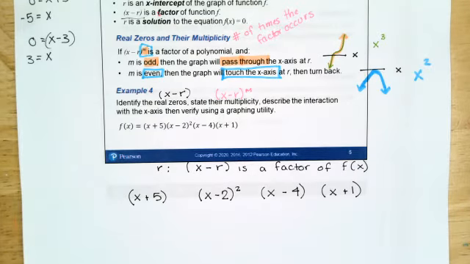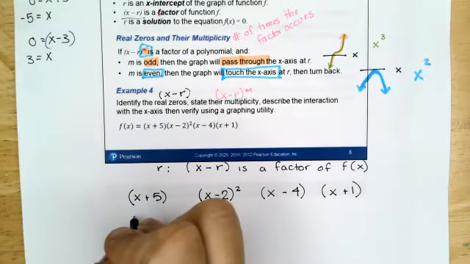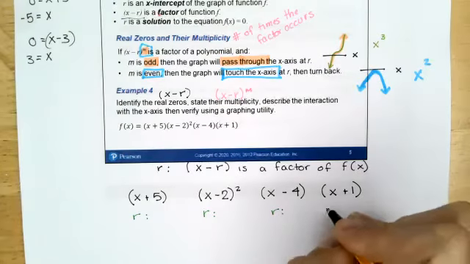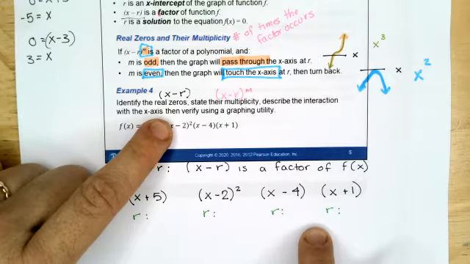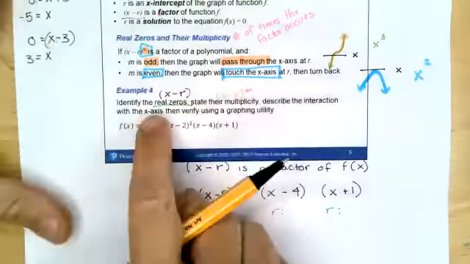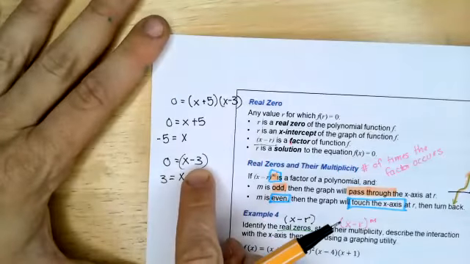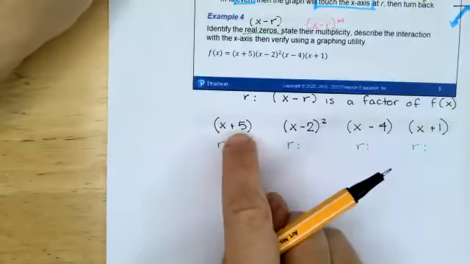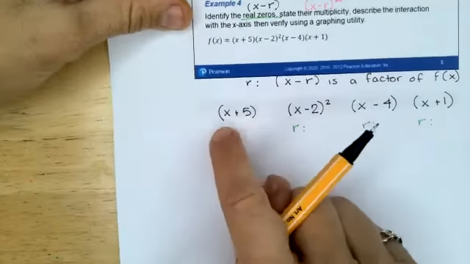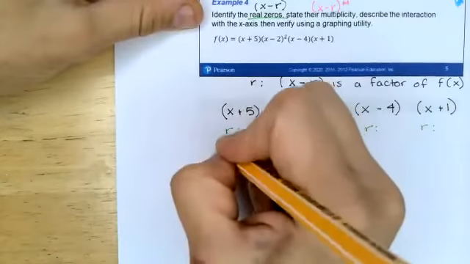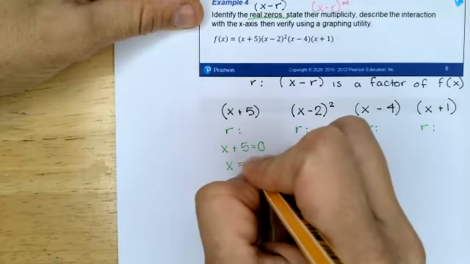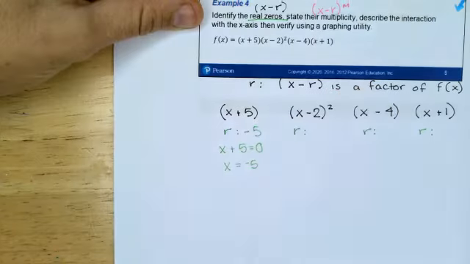Okay, then we're just going to go through and pick out what r is for each one. Identify the real zeros. For x minus 3, the real zero is 3 because x minus r is a factor. For x plus 5, you can just set that equal to 0. x plus 5 is 0, x is negative 5, so r is negative 5.